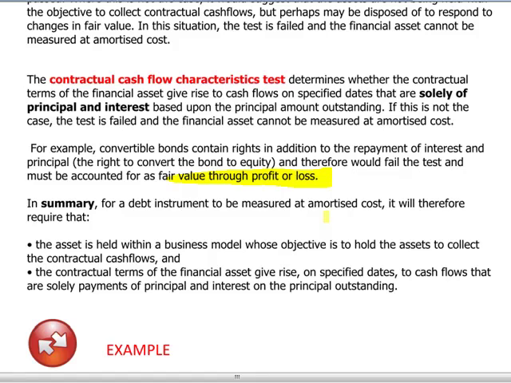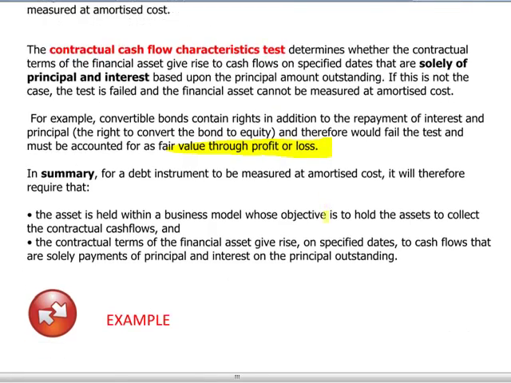In summary, for a debt instrument to be measured at amortized cost, it will require that the asset is held within a business model with the objective to hold it and collect the contractual cash flows. And these contractual cash flows consist solely of payments of principal and interest outstanding on the principal.